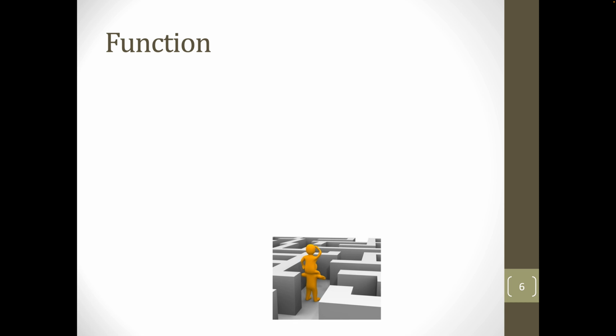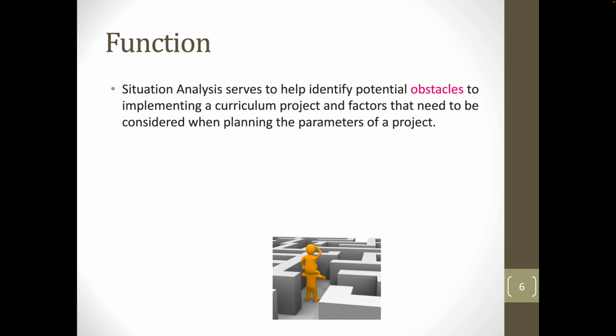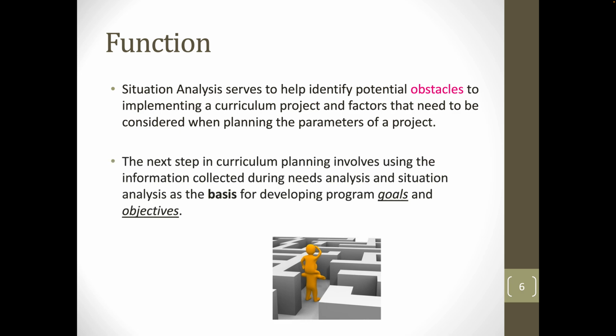What is the function of doing situation analysis? Well, situation analysis serves to help identify potential obstacles to implementing a curriculum. So when you're in the process of implementing a curriculum project, you want to anticipate some of the problems, the obstacles that will come, and also the factors that need to be considered when planning the parameters or different aspects of a project. The next step in curriculum planning involves using the information collected during the needs analysis and the situation analysis as the foundation or as the basis for developing the program goals and objectives.